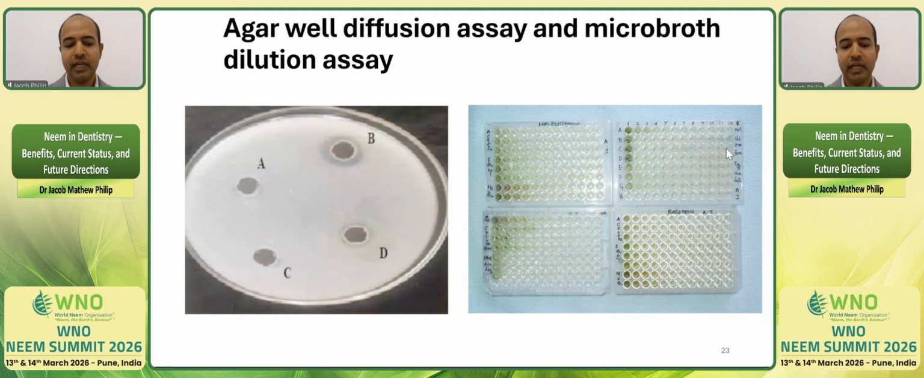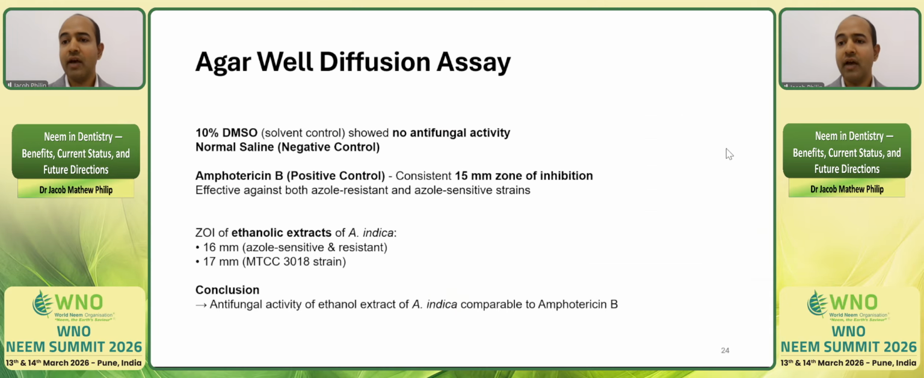And then we subjected this to two further examinations, the agar well diffusion assay and the microbroth dilution assay. So we took the Mueller-Hinton agar and we tested the extract along with the controls, amphotericin and saline, on the different strains of the fungus. And we also did a microbroth dilution assay where we used a serial dilution of the neem extracts, and then we checked the minimum concentration which was able to inhibit a spot inoculum. And then we came across the results which were very interesting.